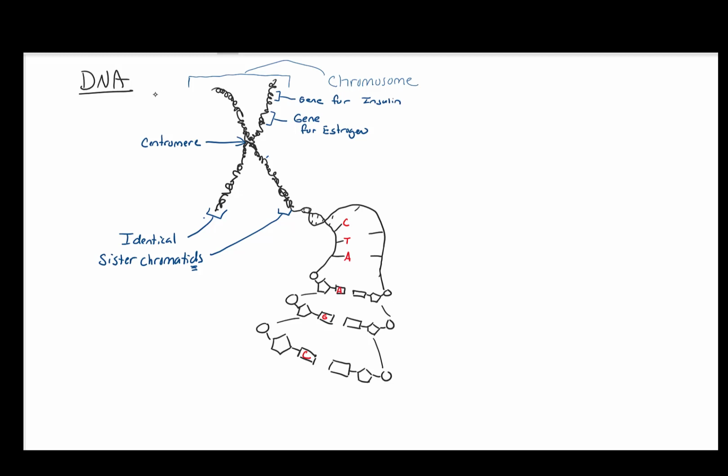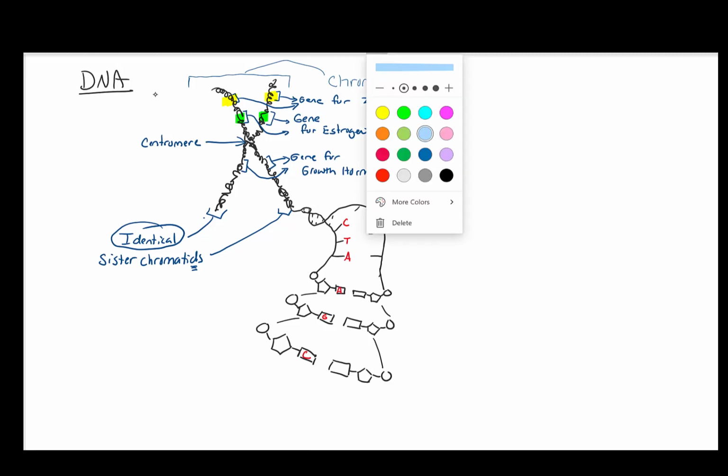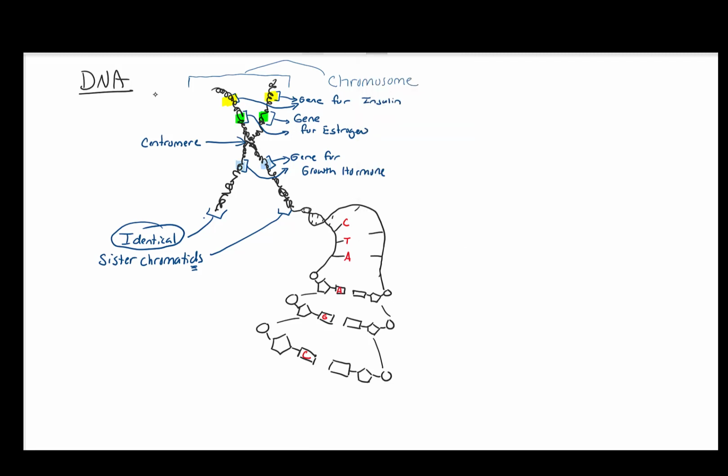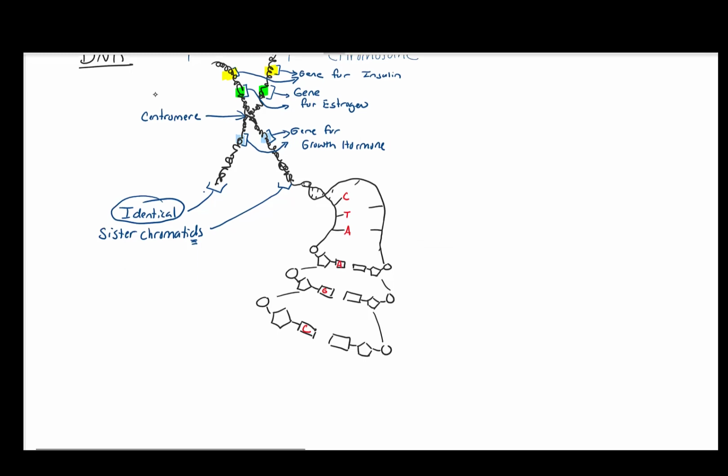And if you look, genes, they code for estrogen, insulin, growth hormone. They code for proteins. So genes are the instructions to make proteins. Proteins will make your traits. And if you look, both sides are identical. The gene for insulin on both sides, estrogen on both sides, and growth hormone on both sides.